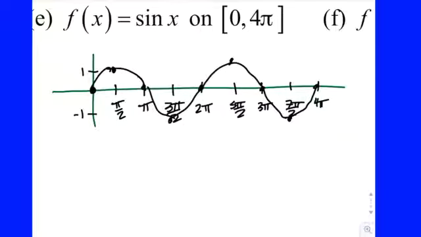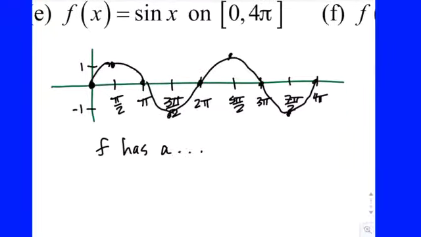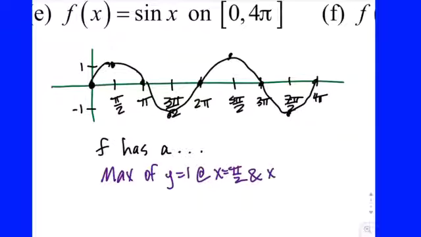So the endpoints are in play. Do we have a maximum value? We have a maximum of, what'd you say, pi halves? 1. Very good. We have a maximum of y equals 1 at x equals pi halves. Is that it? And 5 pi halves. Good. Now, does that mean that we have 2 maximums?